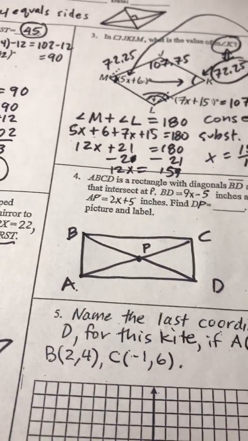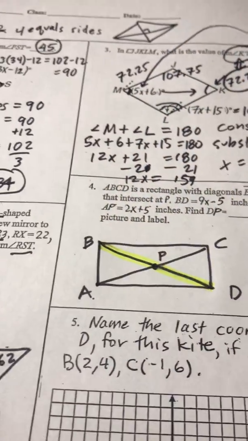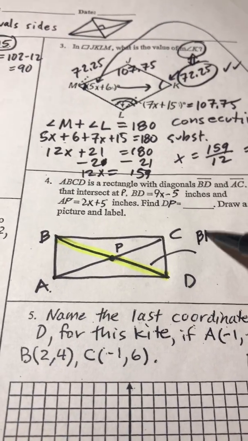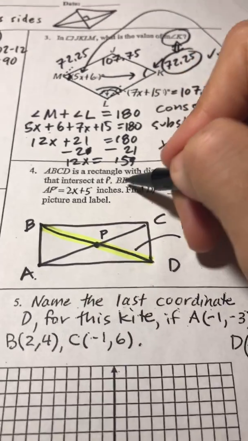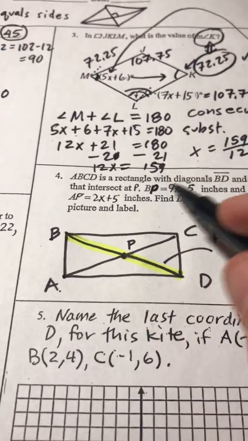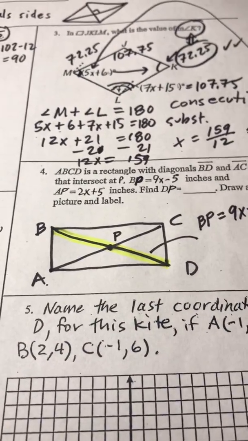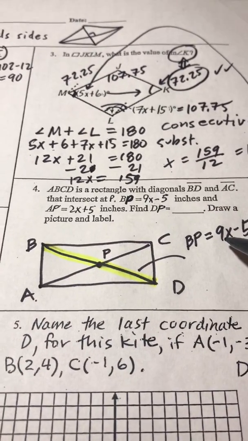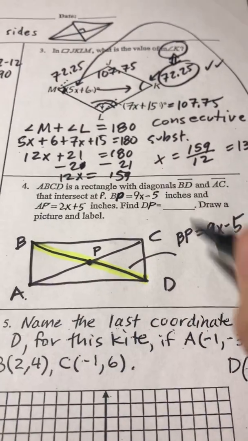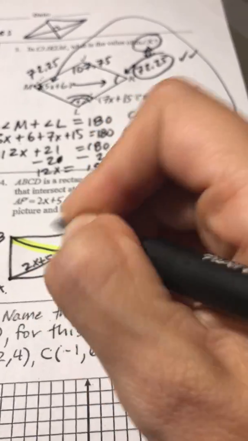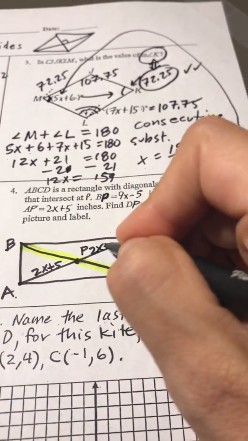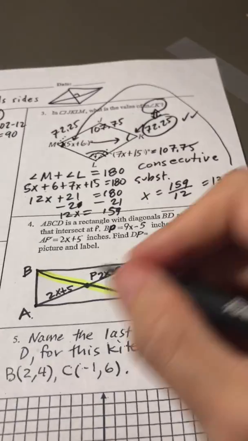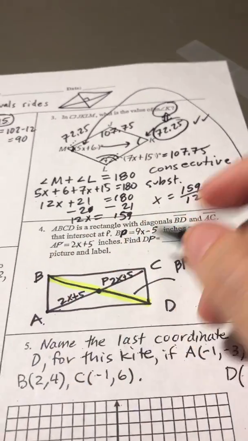Now they're telling me the whole diagonal, so it's kind of hard to write it in here because there's a lot going on, but this whole diagonal is BD. Oh, I think this is supposed to be a D. Sorry about that. BD is equal to 9x minus 5. Okay. So the whole thing is equal to 9x minus 5, not just this little part, the whole thing. And then we also know that AP is 2x plus 5, which means we also know this is 2x plus 5. So we know from our worksheet that in a rectangle, the two diagonals are equal.